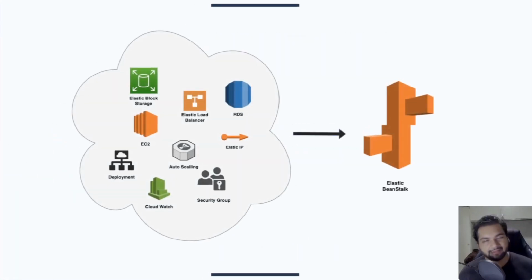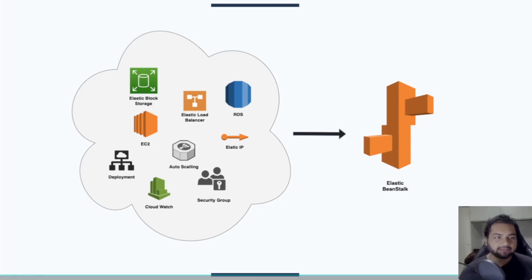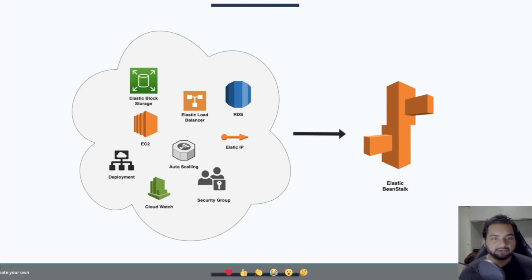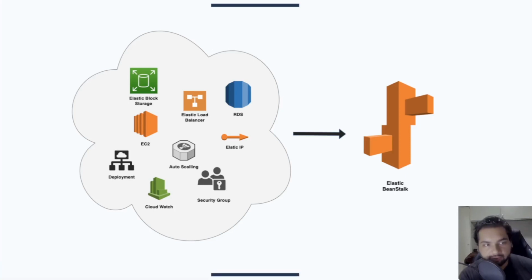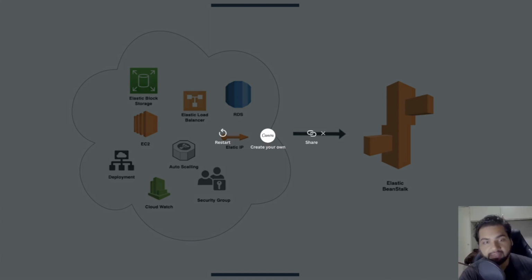Here I have created a small overview of Elastic Beanstalk. It covers Elastic Block Storage, Elastic Load Balancer, RDS, Elastic IP, auto scaling, security groups, CloudWatch, deployments, EC2, everything you want for your application to be deployed successfully in a scalable manner, because it also provides you the Elastic IP and the Elastic Load Balancer with multi-tenant architecture.